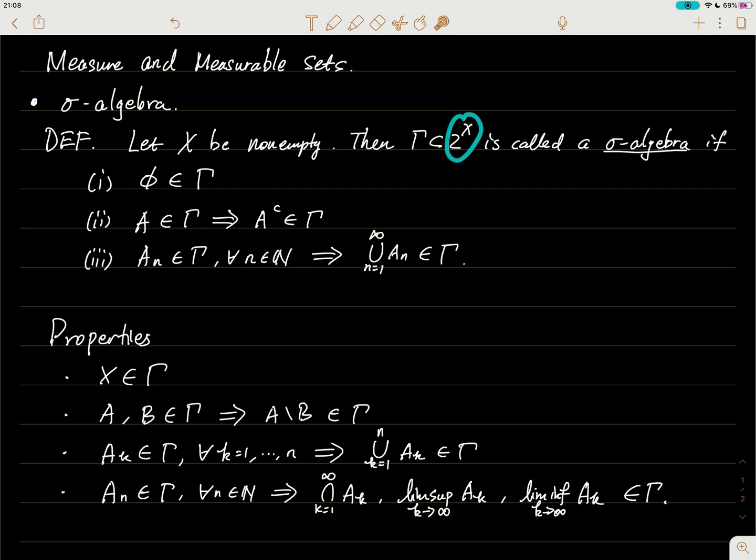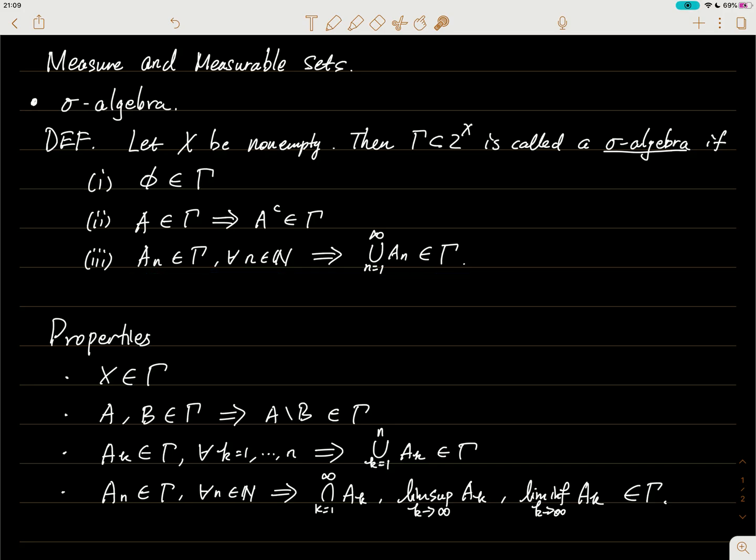First of all, recall that 2 to the X, or denoted by P(X), is the power set of X, meaning the collection of all possible subsets of X. So the gamma is contained in the power set of X, meaning that gamma is just a collection of subsets of X. Okay, and we call this gamma a sigma algebra if the empty set is in gamma. So that's the first one. And if A, which is a subset of X, belongs to gamma, then the complement of A also belongs to gamma. That's the second condition. The last condition is that if you have countably many sets in gamma, then taking the union of them is still in gamma.